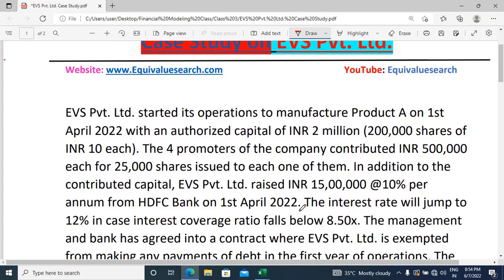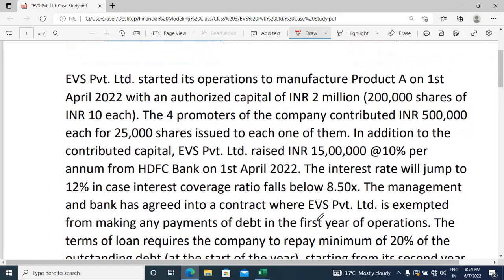So I will explain this thing later on while we will be working on it, so you don't have to be worried right now, but this is the basic thing. It is like how much EBIT you have, what is the times of EBIT you have to pay off the interest.